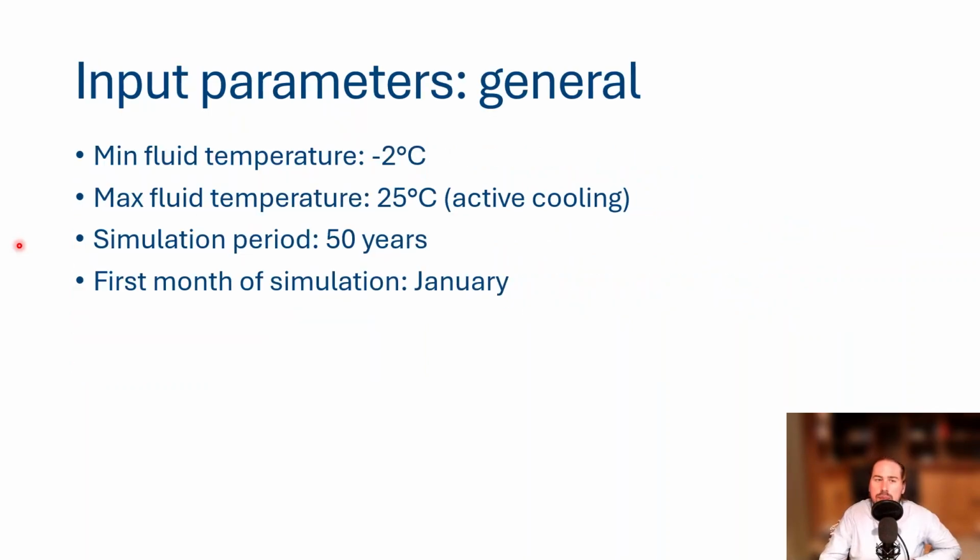But first, before we get started, let's go over some of the input parameters so we know what we're talking about. So we will be working with temperature limits between -2 and 25 degrees Celsius. We have active cooling in this case. Simulation period rather long, 50 years, and the first month of the simulation is January.